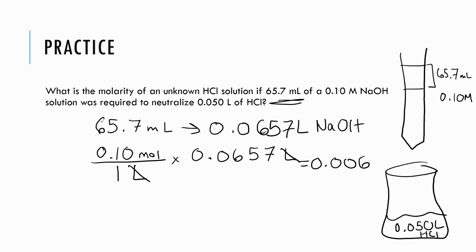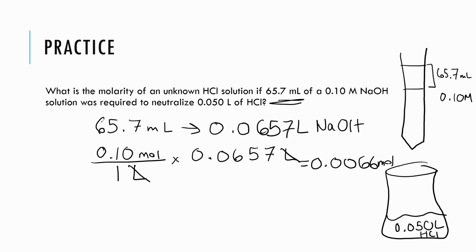And what we get then is 0.00657 moles. We have two sig figs, we're getting knocked down here, because that 0.10 molar has two sig figs. So we're going to go down to 0.0066 moles. We have our moles. Now we know that this was neutralized, so we hit our equivalence point.